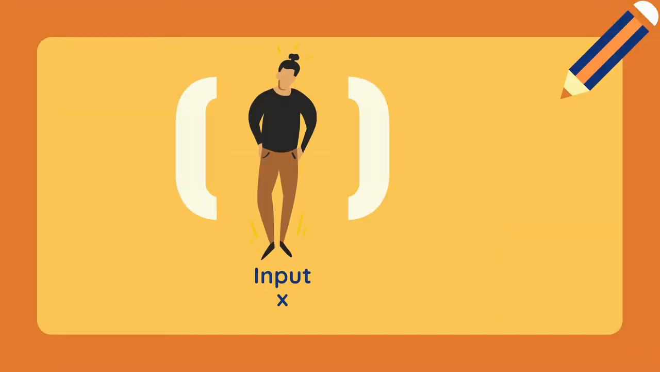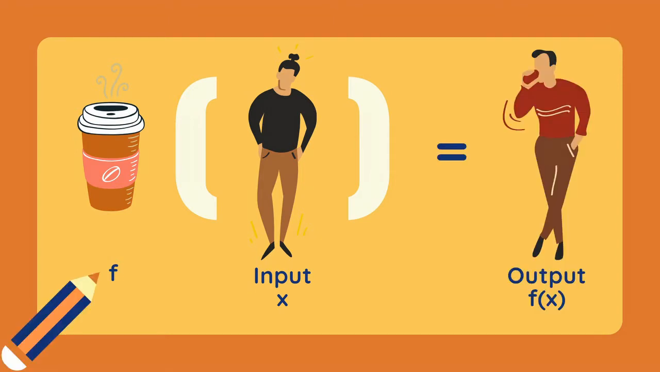Imagine that there is a guy labeled as X, also known as the input, and the guy wants to get a cup of coffee from a nearby shop. The coffee is labeled as F. F can be replaced by any other alphabet. After we combine the guy and the coffee, we will get the result, the output, also known as Fx. The guy drinks the coffee happily.